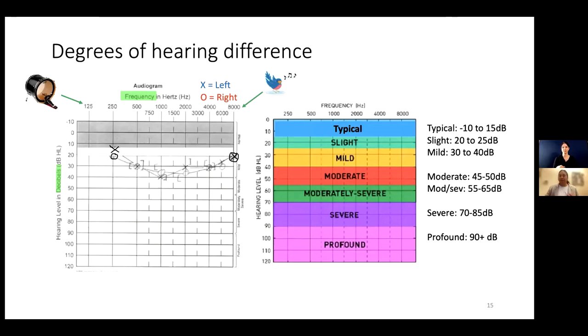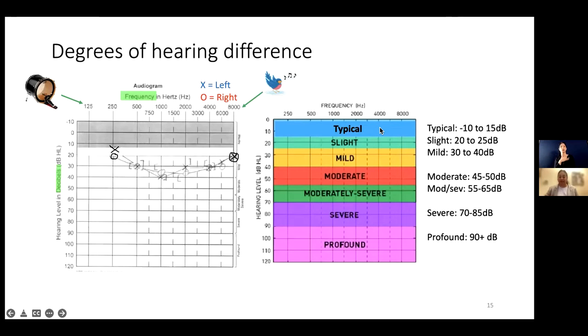So there are various names for the degrees of hearing difference. And I think that these categories were created to establish a shared vocabulary for us to be able to dialogue and talk and discuss in general various hearing levels and to give us a shared language to use. The names of the degrees of the hearing differences are based on the particular hearing threshold level. So pictured here on the right are the criteria for the various degrees of hearing differences.